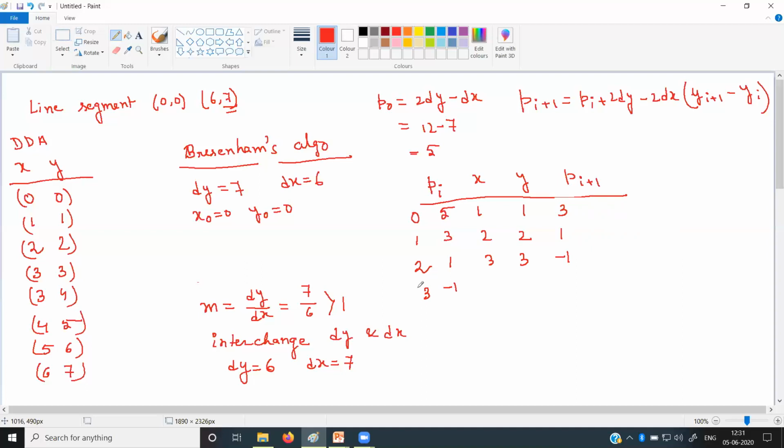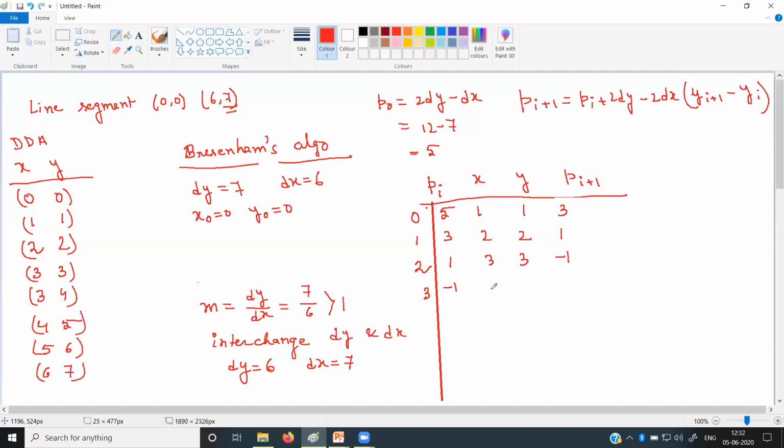So this is the iteration number. This part is our iteration number. So don't get confused. So this is your iteration number. Okay. So this is minus 1.